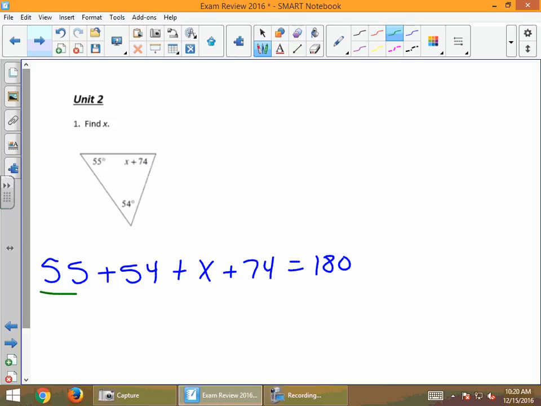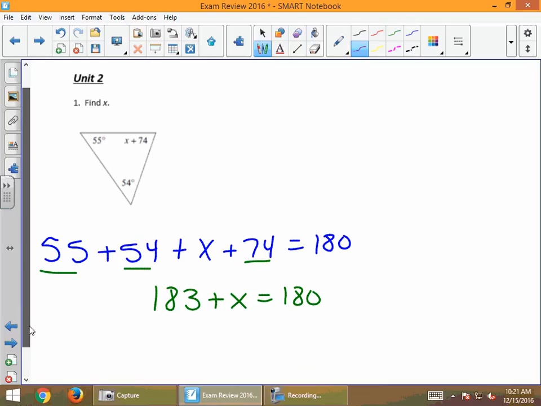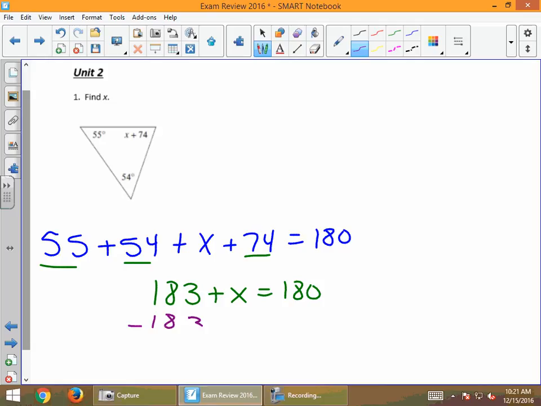Well, combine your like terms. When we do so, 55 plus 54 plus 74 is what? 183. To get X by itself, what do we need to do with 183? Subtract it. X is equal to, what's 180 minus 183?